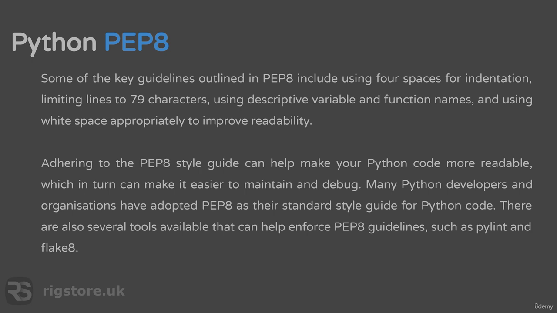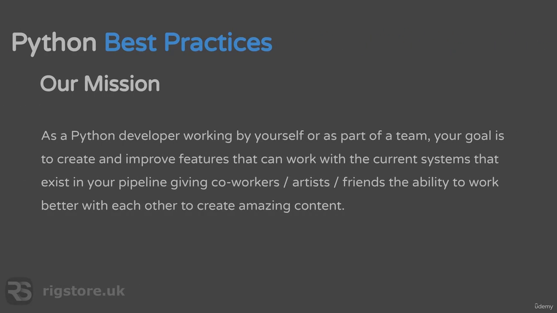Adhering to the PEP 8 style guide can help make your Python code more readable, which in turn can make it easier to maintain and debug. Many Python developers and organizations have adopted PEP 8 as their standard style guide for Python code. There are also several tools available that can help enforce PEP 8 guidelines, such as Pylint and Flake8 and Black.